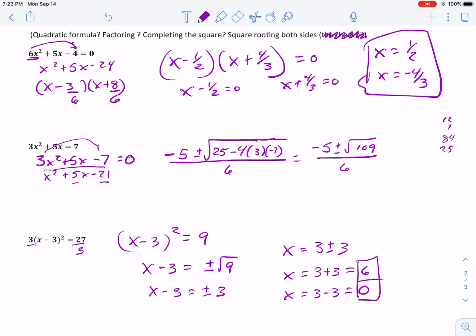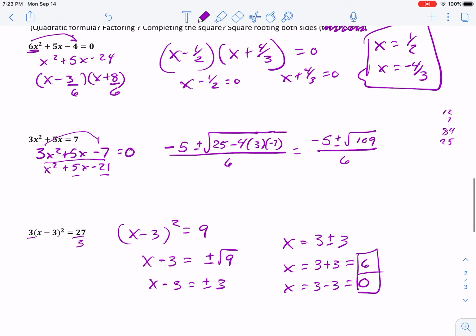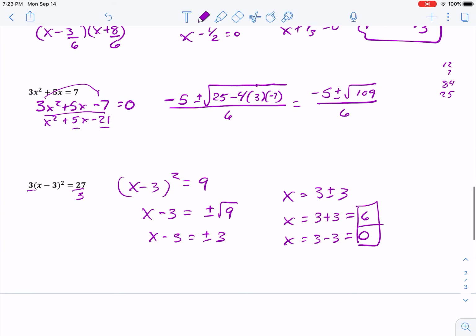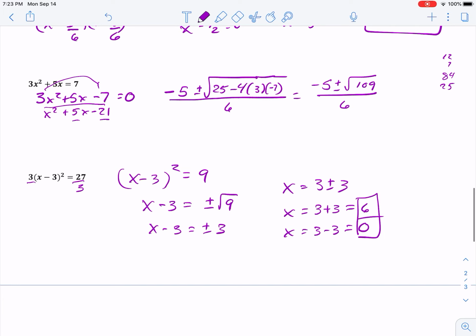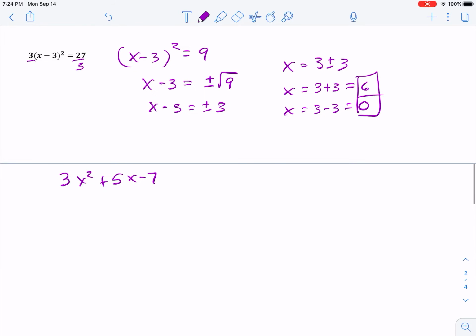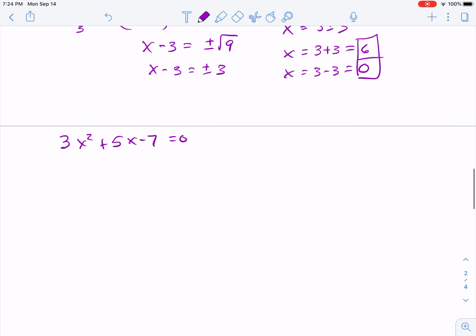Depends on the problem. I always try factoring. I know most people don't like to factor, but do it. It works really nicely. All right? The worksheet that goes along with this is a little tricky. What I want to do, I'm going to take this problem, 3x squared plus 5x minus 7, and use complete the square, just change forms.